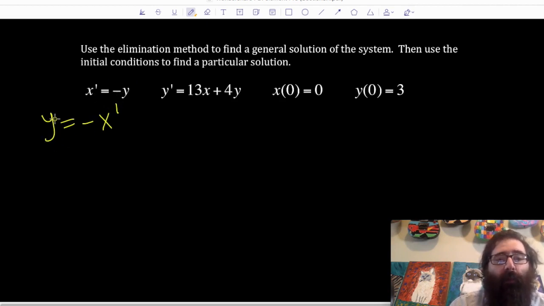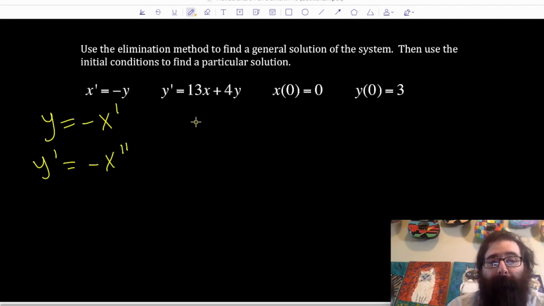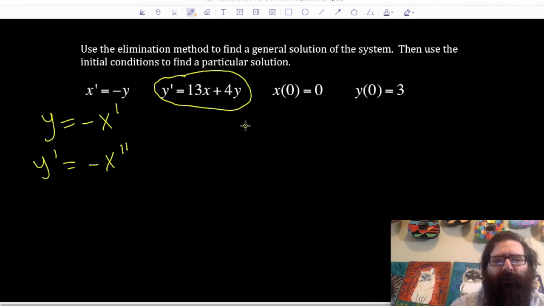And if I want to talk about y prime, I just differentiate both sides. Keeping in mind that x and y are functions of t, I can just differentiate in an abstract way, saying that then y prime is equal to negative x double prime. And I can substitute now into this second equation. I'm going to try to get everything in terms of x, it looks like. So y prime on the left, I can replace that with a negative x double prime, equals 13x plus 4 times y, but y is negative x prime.